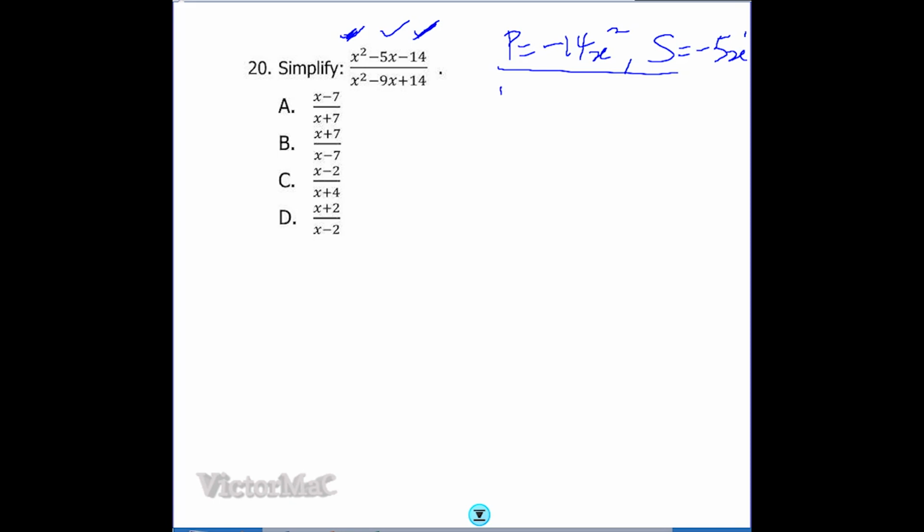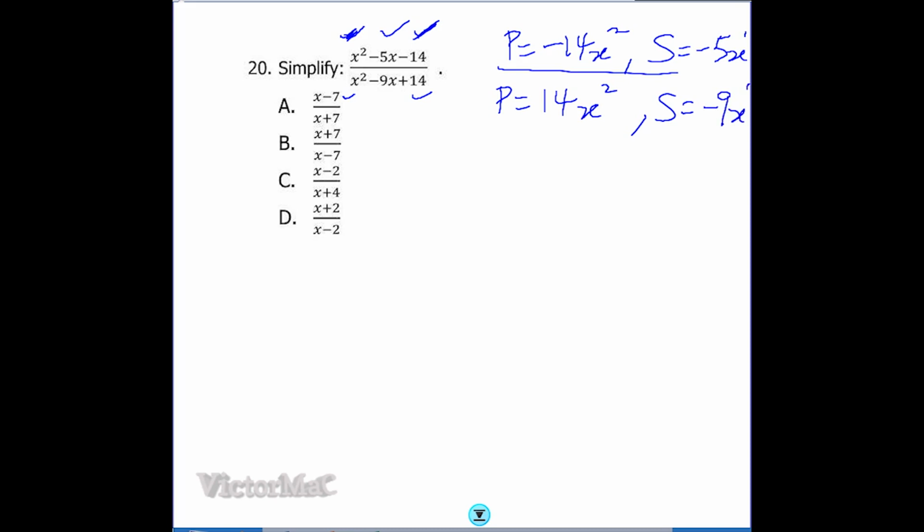The same thing goes with the denominator. To get the product, you multiply the term with the highest power, which is x squared, with 14 (x raised to power 0). When we multiply, we have positive 14x squared. And then the sum is also the term with power 1, your unknown x with power 1. That term is minus 9x raised to power 1.